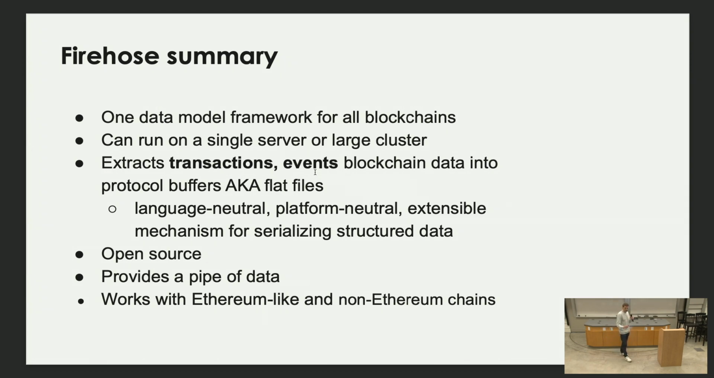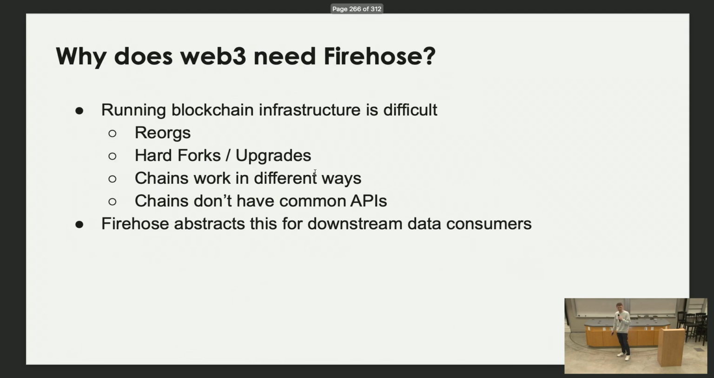And at the end, the Firehose is simply providing a raw pipe of data from the blockchains that it supports. And it works with Ethereum-like and non-Ethereum-like blockchains. So why do we need something like Firehose? Well, if you are trying to build something that's based on multi-chain data, you're going to have to track reorgs, hard forks. All the chains may work in different ways, and different chains don't have common APIs.